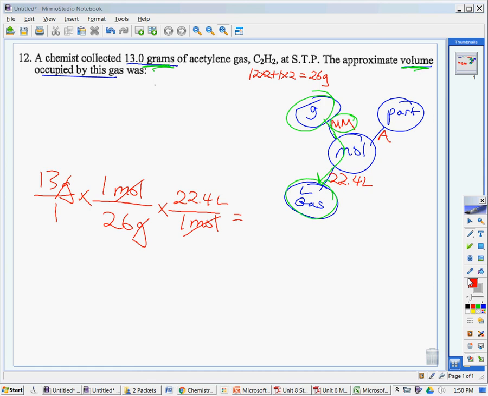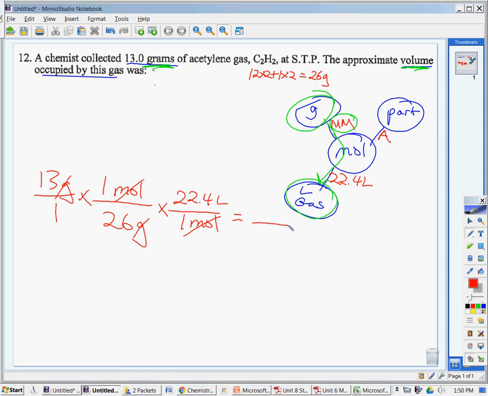We're going to now go and solve this all out. All right, the numbers that are in this problem, we're going to multiply across the top, we're going to multiply across the bottom, we're going to divide. It's 13 times 22.4 divided by 26. So I don't know what this all is, but I do know what the final answer is, so I'm just going to write that. It's 11.2 liters. And that's the final answer.